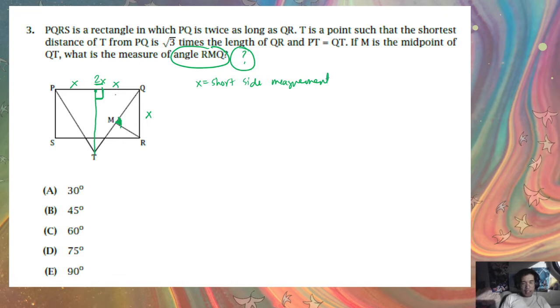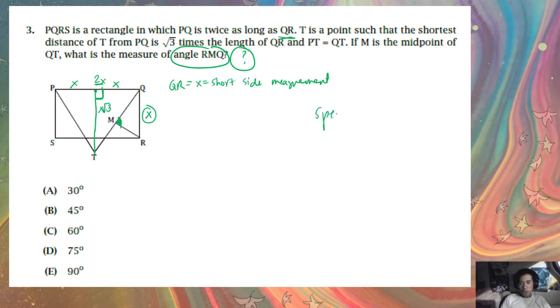Okay, so if that's x and if that's x, we can also say that for this problem, it says here that T is such a point that the shortest distance from T from BQ is square root of 3 times the length of QR. Now QR is x. We don't know the value of this figure. It says here BQ is twice as long as QR. So that's why we denoted QR as x, and therefore this must be 2x.